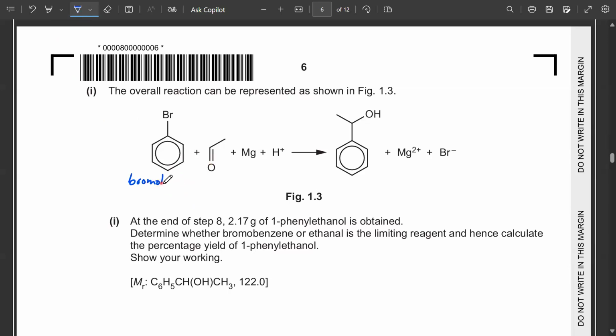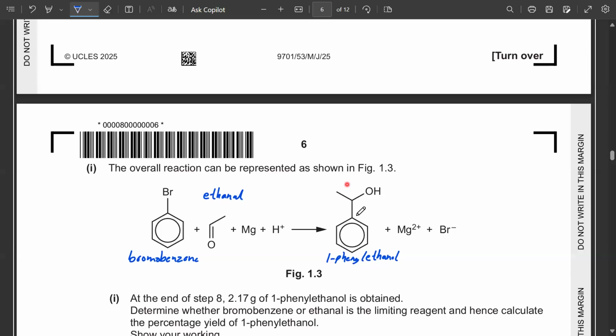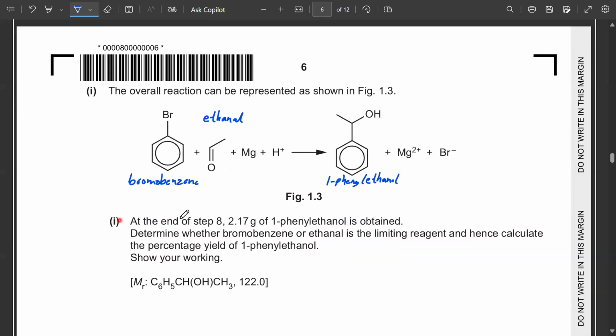This is bromobenzene. This is ethanol. And this is the name of the product, 1-phenyl ethanol. Because the skeletal formula might confuse you, this is 1-phenyl ethanol.